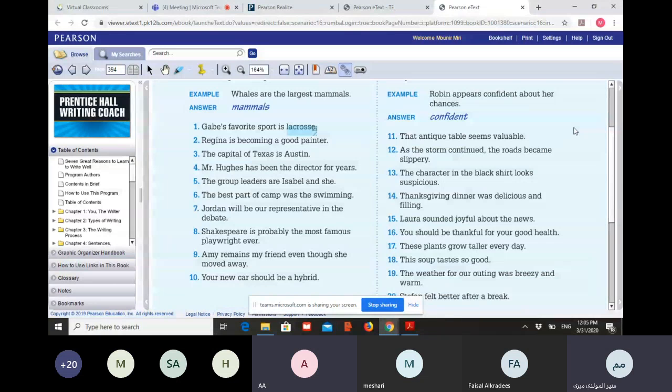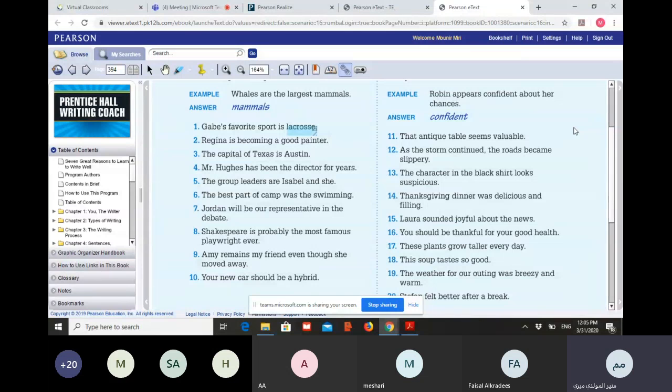Where is the verb in the sentence? Where is it? Becoming. Abdurrahman Al-Hidan, where is the verb in the sentence? Verb, becoming. Becoming or "is," or both of them? "Is becoming." Both of them are the verb.